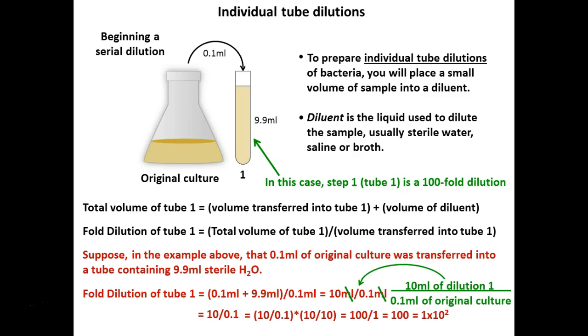So as I said, this example ends up being 10 over 0.1. When you put it so that the bottom of your fraction is 1, it's a 100-fold dilution, which you can write in scientific notation, which would be 1. It would actually be 1.0 times 10 to the second to be accurate.